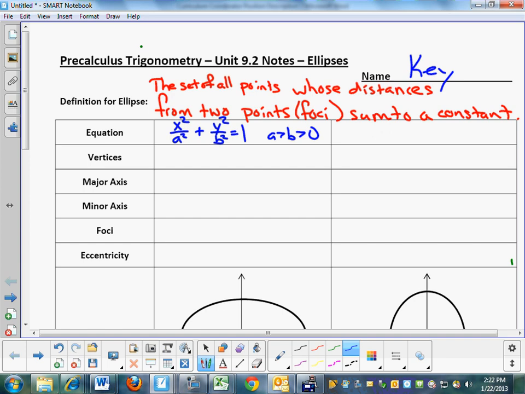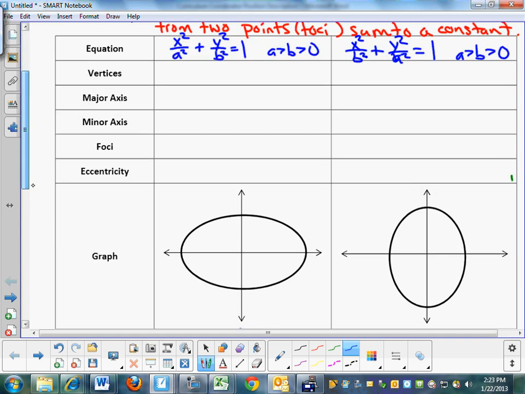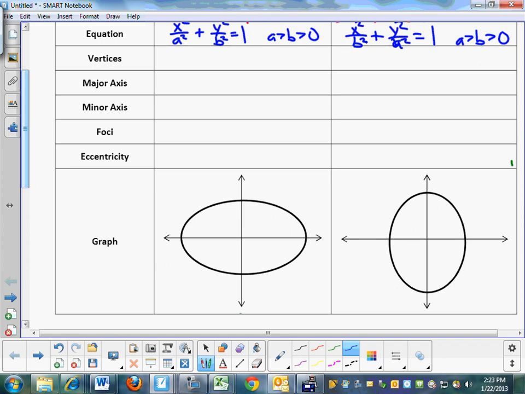Now that's going to be stretched horizontally. We could stretch it vertically. In order to stretch it vertically, we put the largest number underneath y squared. So we have x squared over b squared plus y squared over a squared is equal to 1. Again, a is greater than b, which is greater than 0. So that will stretch it vertically. You can see from the shapes right here, that's going to stretch it like that. That's going to stretch it like that.